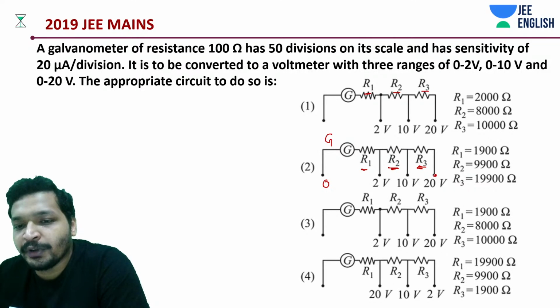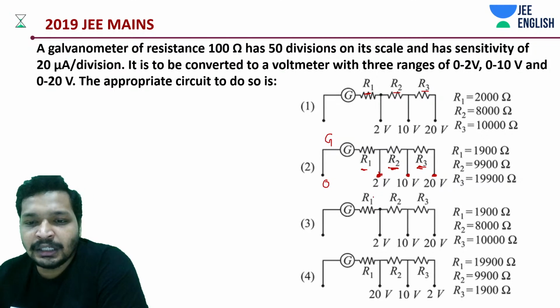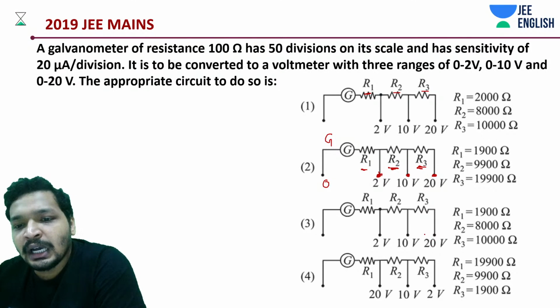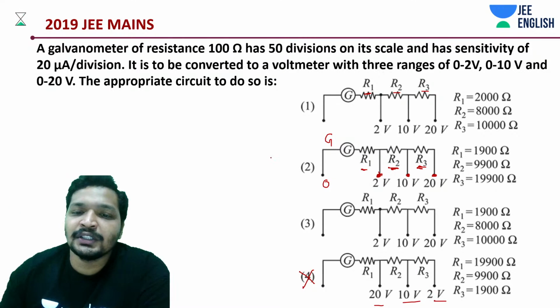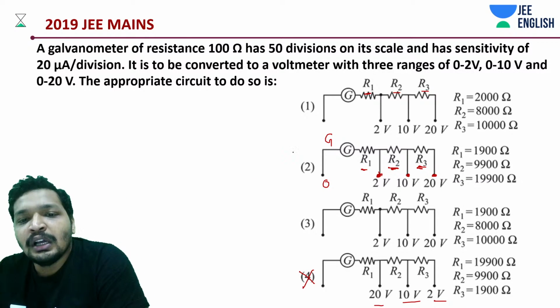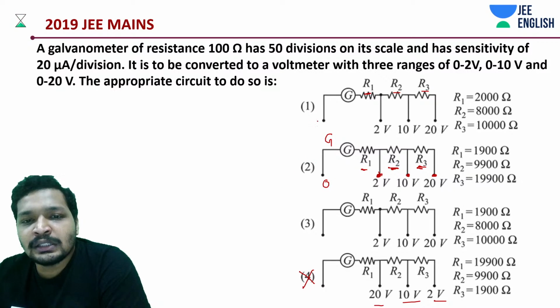The moment you reach this point, up until here this is G plus R1. Then it's going to be G plus R1 plus R2. And then this is going to be G plus R1 plus R2 plus R3. As you increase the resistances in series, what should be happening? The potential measuring capacity of your circuit should be increasing. So that means these are all fine except for option 4. Option 4 is given in the reverse way. As you're increasing resistances, you're not able to measure more potential. So that is wrong.